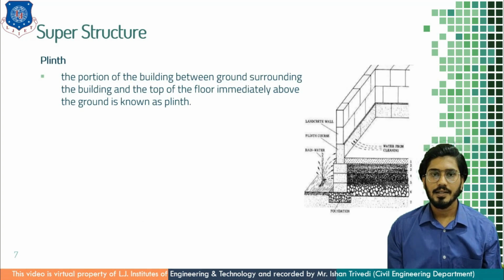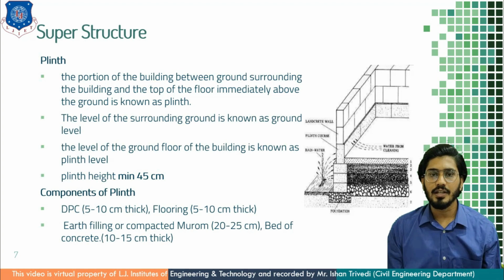Let us understand the plinth. It is the portion of a building between the ground surrounding the building and the top of the floor immediately above the ground, and is known as plinth. The level of surrounding ground is known as ground level and the level of the ground floor of the building is known as plinth level. The plinth height should be not less than 45 centimeter from the surrounding ground level. As I said, plinth includes damp-proof course, flooring, earth filling and bed of concrete.